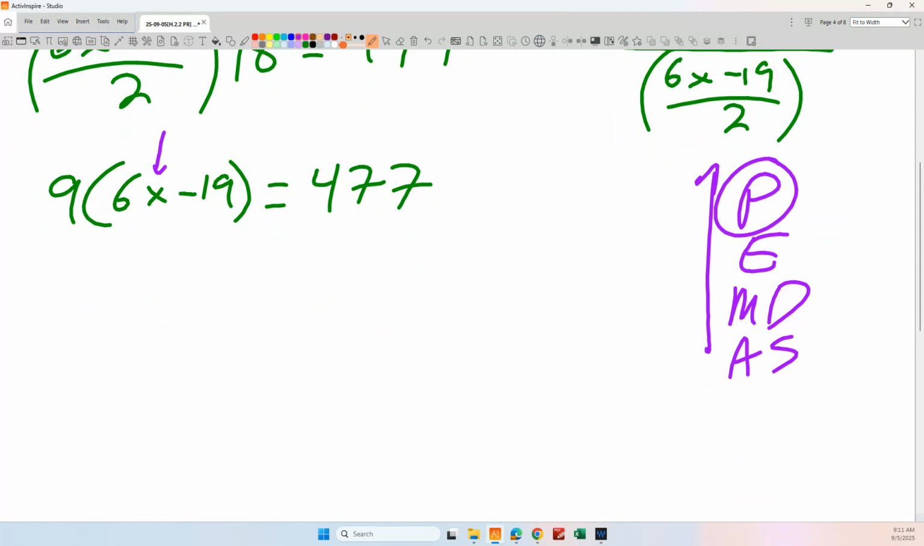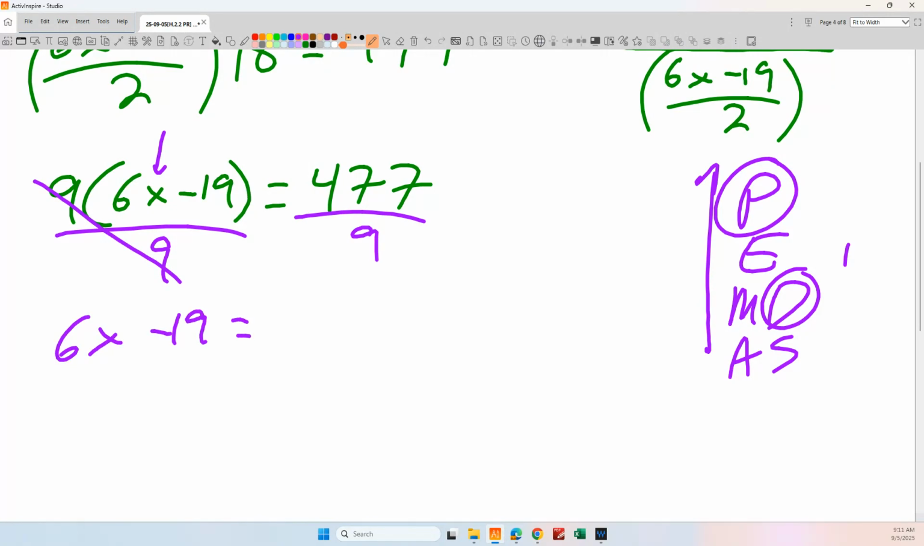Well, add or subtract outside of parentheses. Is there any addition or subtraction necessary outside of parentheses? No, we skipped through that step. The first thing we would need to do is undo multiplication with division. So I divide each side by 9, giving me 6x minus 19 equals 53.